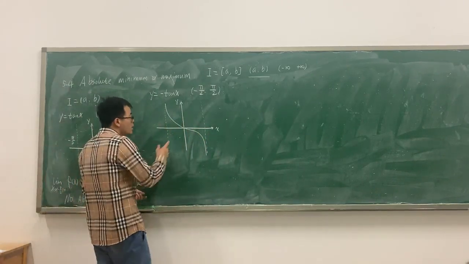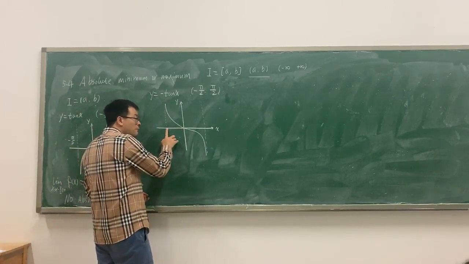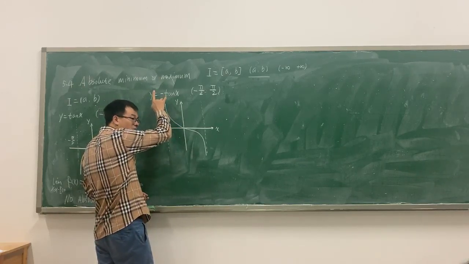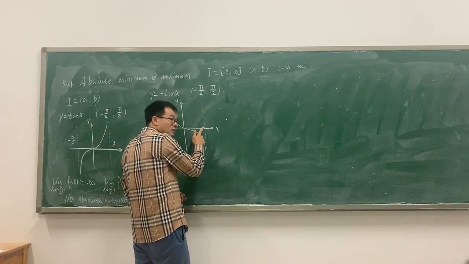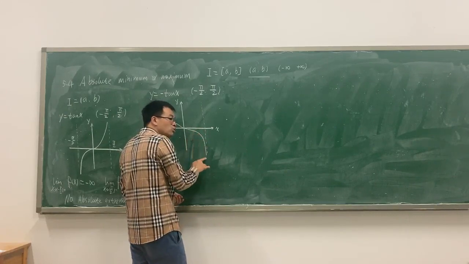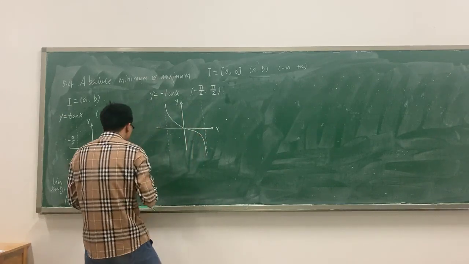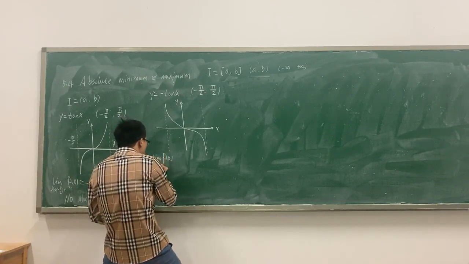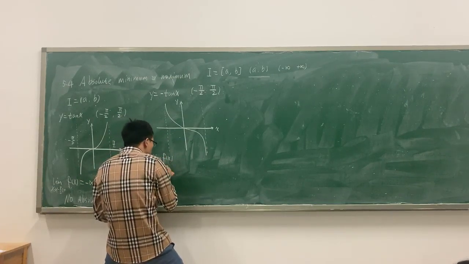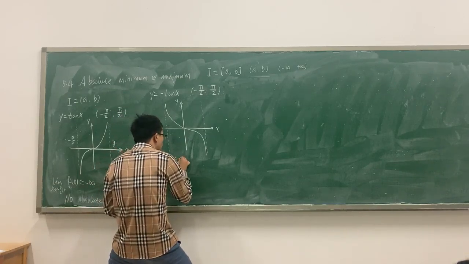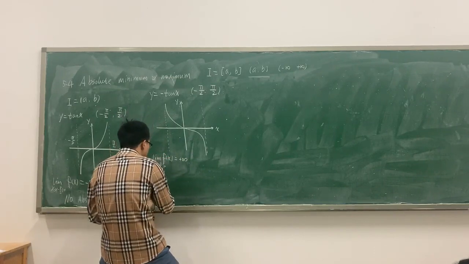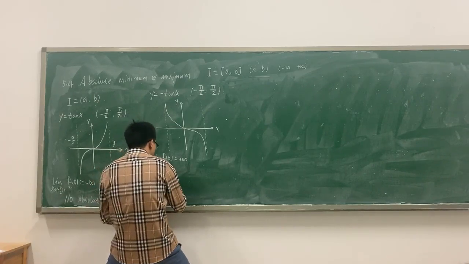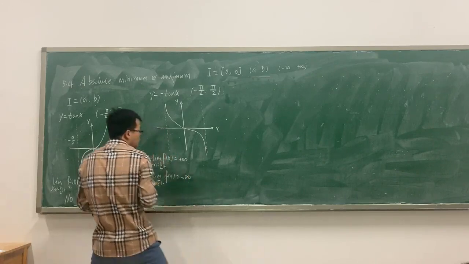So here it is the same. When x approaches minus 1/2 pi from the right, the graph will go to plus infinity. And when x approaches 1/2 pi from the left, the graph will go to minus infinity. So for this function, the limit of f(x) when x approaches minus 1/2 pi from the right is equal to plus infinity, and the limit as x approaches 1/2 pi from the left, f(x) approaches minus infinity.